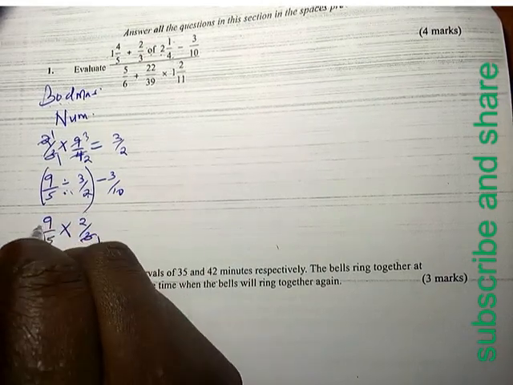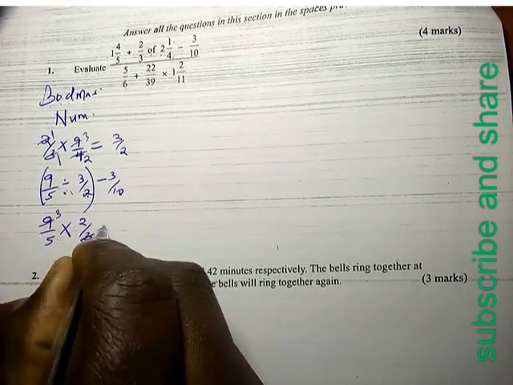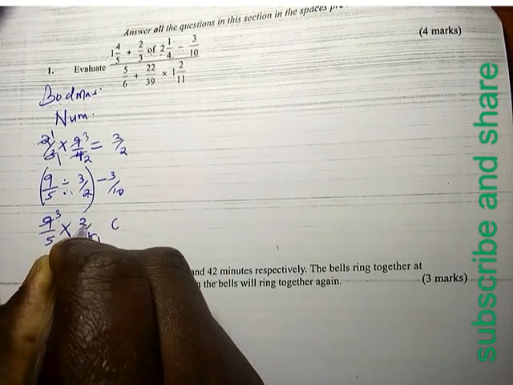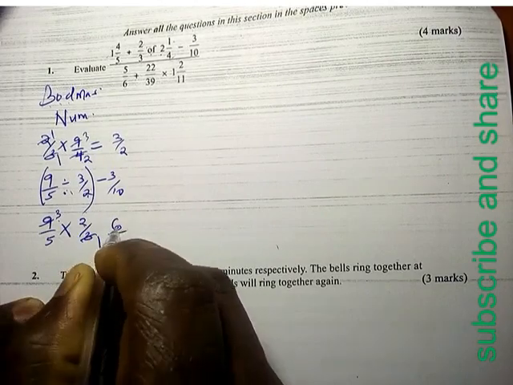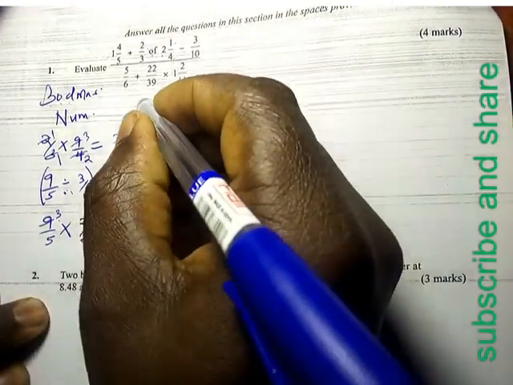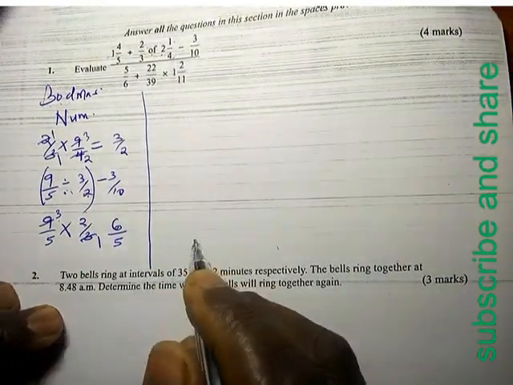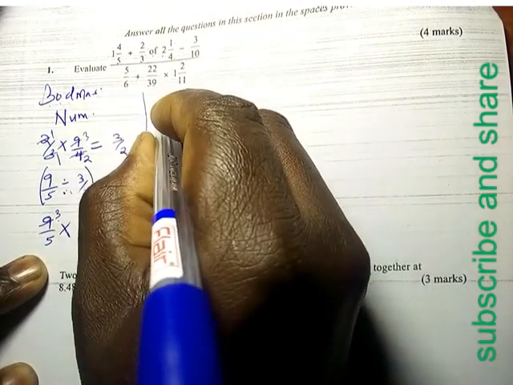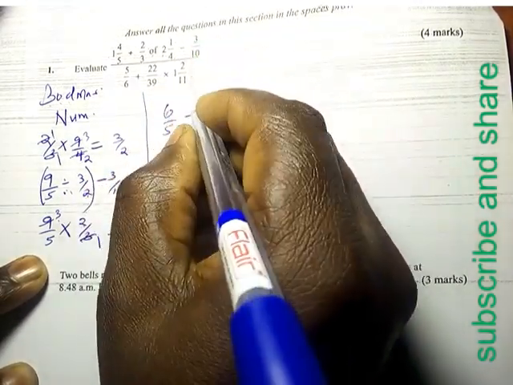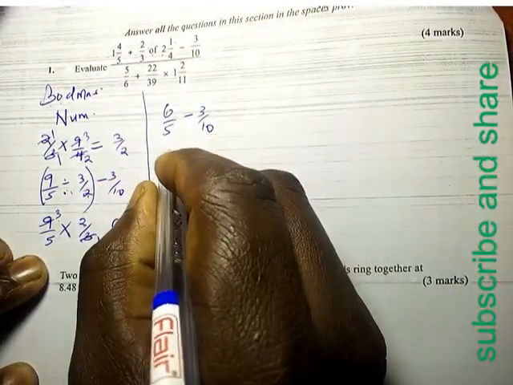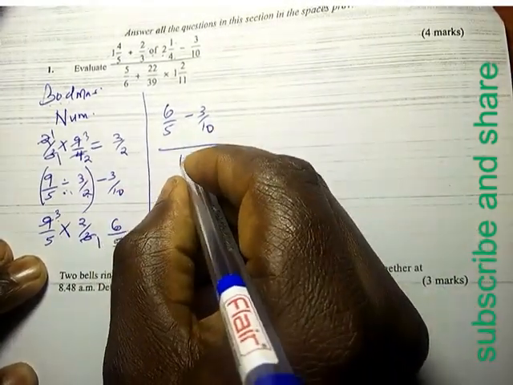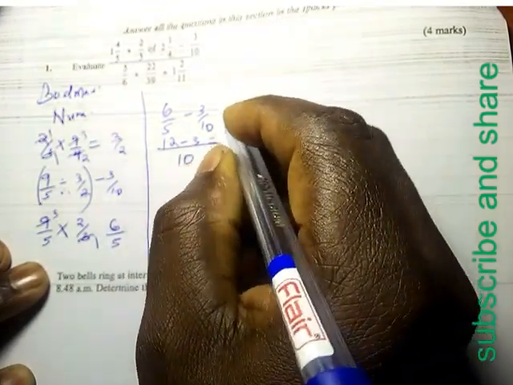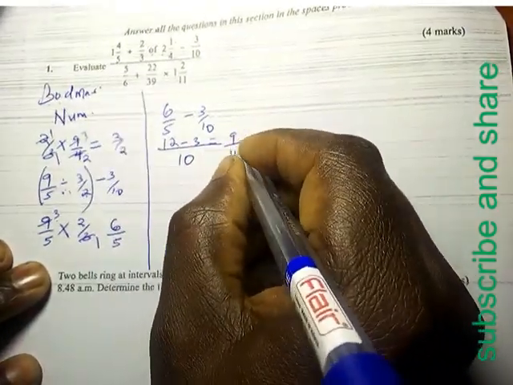This one goes once, this goes 3 times. So we will have 6 over 5. Now we have the last part, that is the answer 6 over 5 minus 3 over 10. So find the LCM. 10 here, it is 12 minus 3, and the answer is 9 over 10.